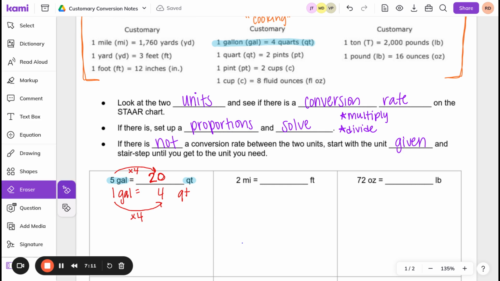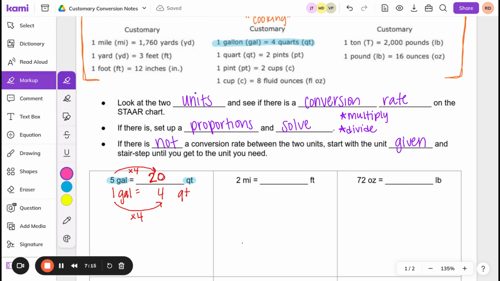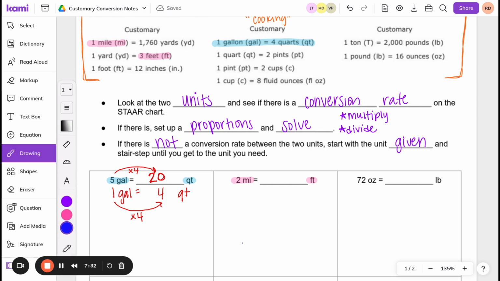Okay, for our second problem, we're turning miles into feet. So again, I'm going to use the highlighter tool just to kind of help us stay organized. So here we're turning 2 miles into feet. If we look up at our star chart, though, it tells us that 1 mile is 1,760 yards. But we don't want yards. We want the feet that are below it. So this is where we're going to use that stair-step method. We have to move the 3 feet up to be turned into miles. And to do that, we're just going to multiply these two numbers.